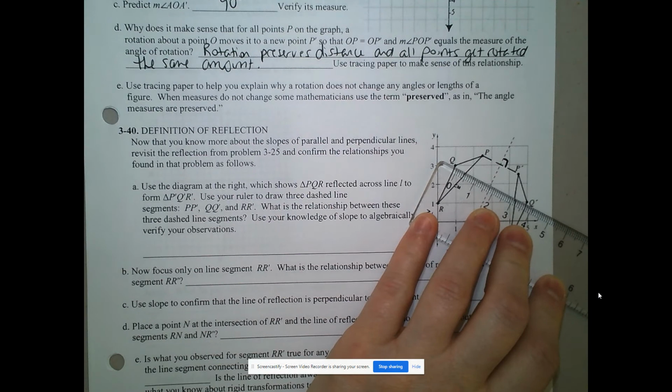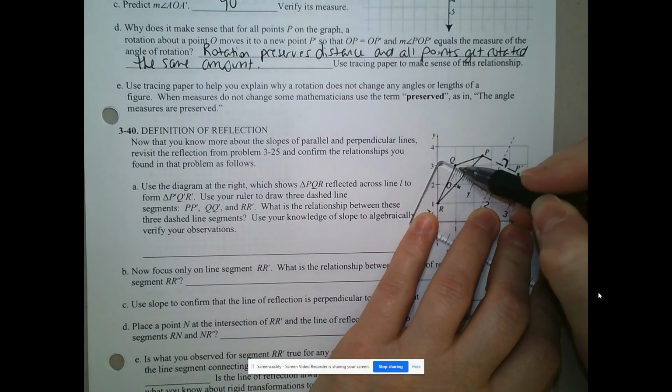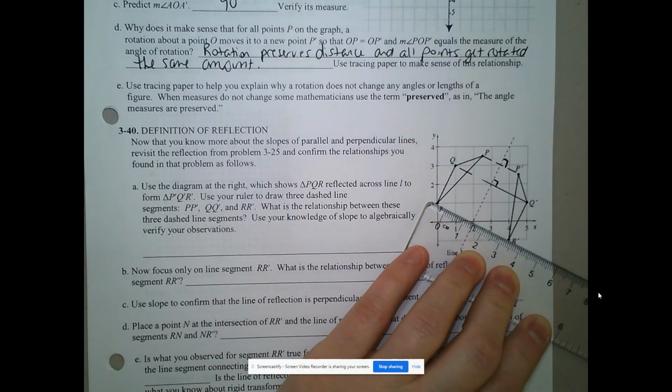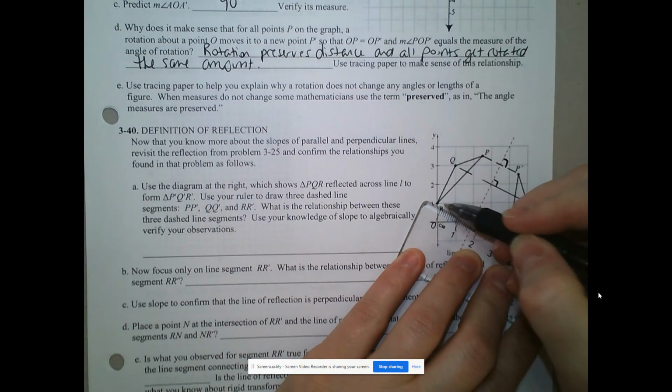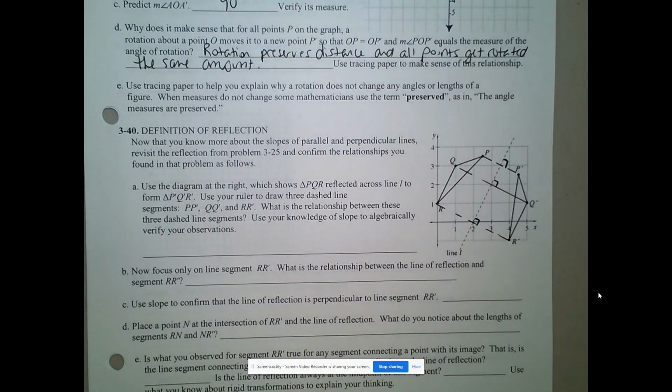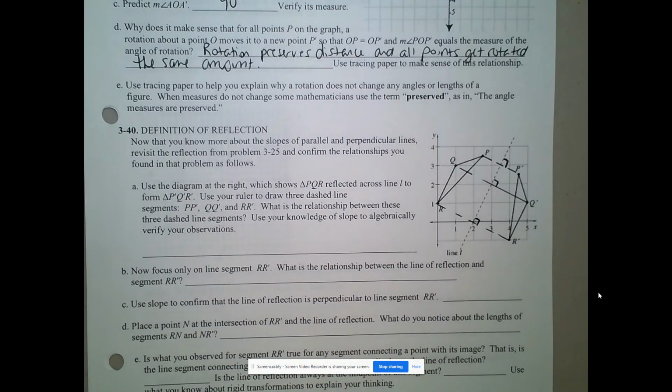If I connect Q to Q prime, which is supposed to be dashed, but it really only got one dash, it is also a 90-degree angle with the dashed segment and the line of reflection. And the same thing from R to R prime, which I remembered to dash, 90-degree angle. So use your knowledge of slope to verify. One thing that we said was that it makes that 90-degree angle. We can also check slopes.